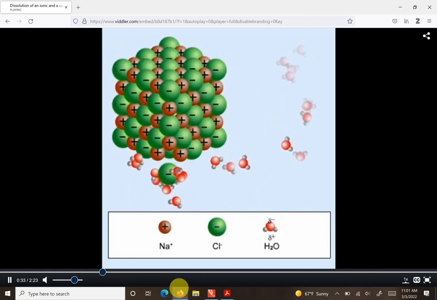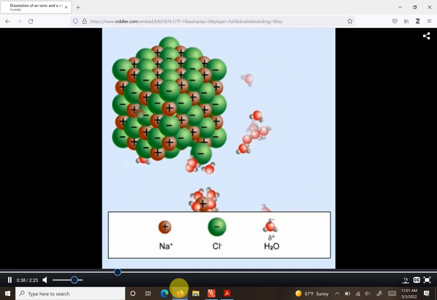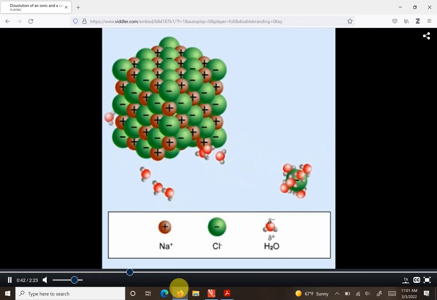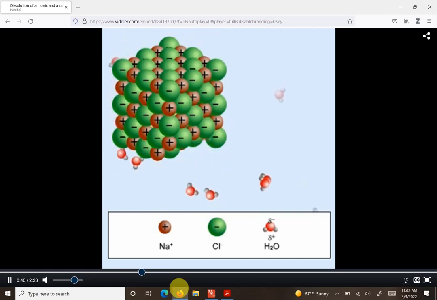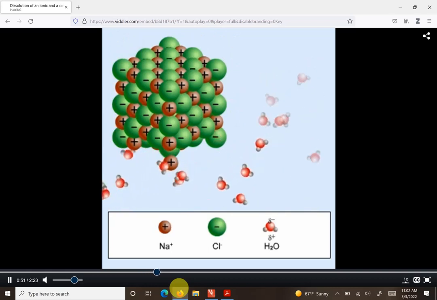So the water molecules come in and they're going to surround all the individual ions, and they're going to grab them and just pull them into the solution. They're going to separate the positive and negative ions from each other. So that's what happens whenever you dissolve an ionic compound in water. The positive and negative ions, which are held together by relatively strong ionic bonds in the solid, get broken apart as the water surrounds them.